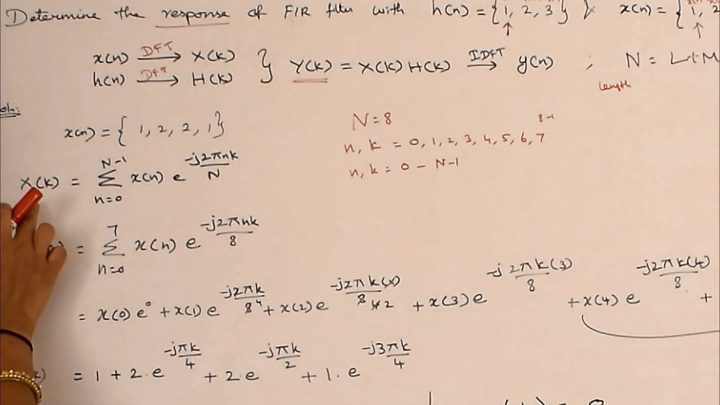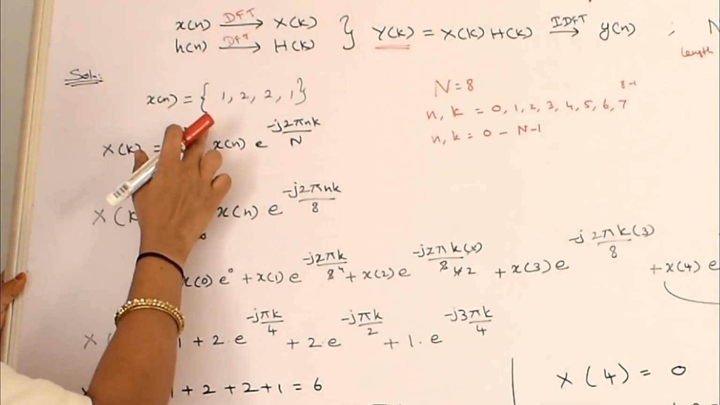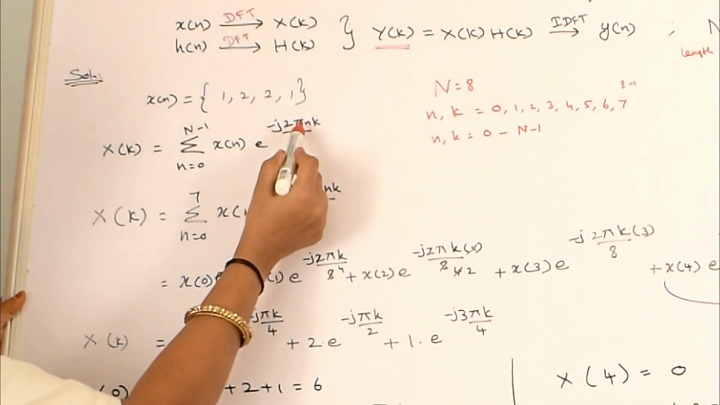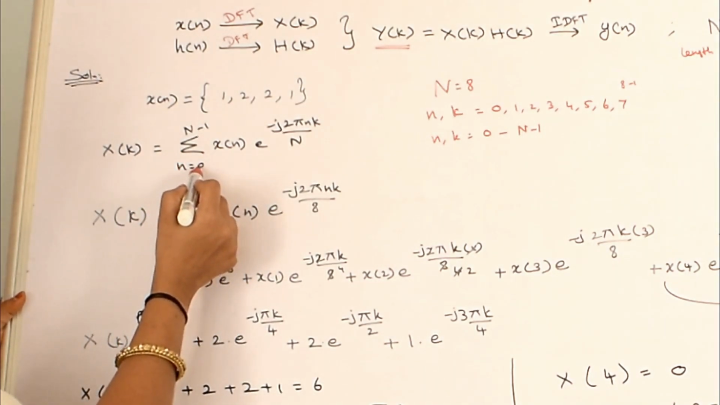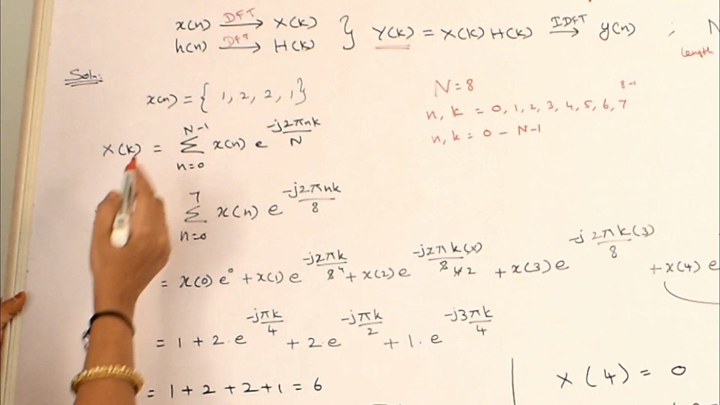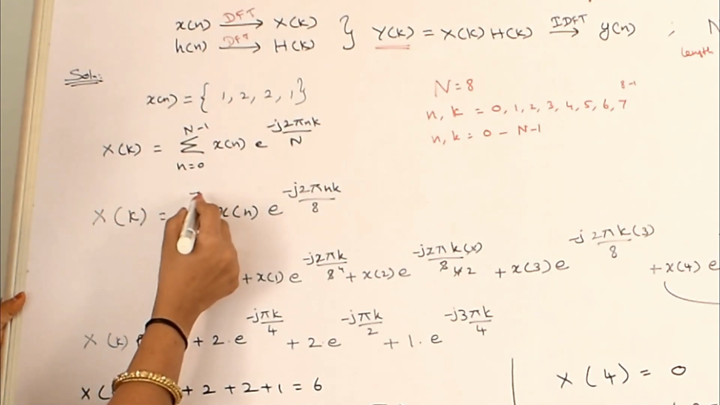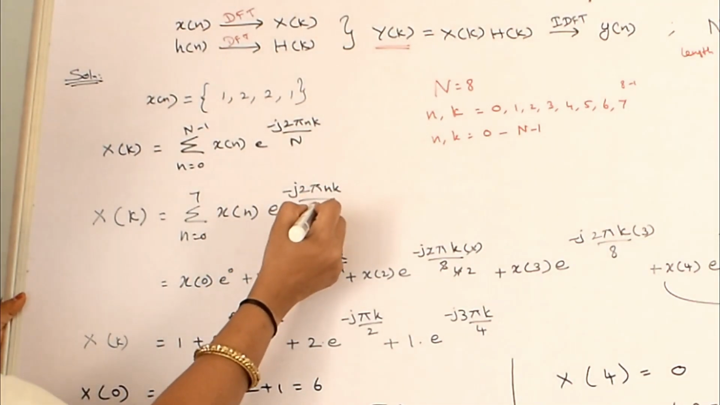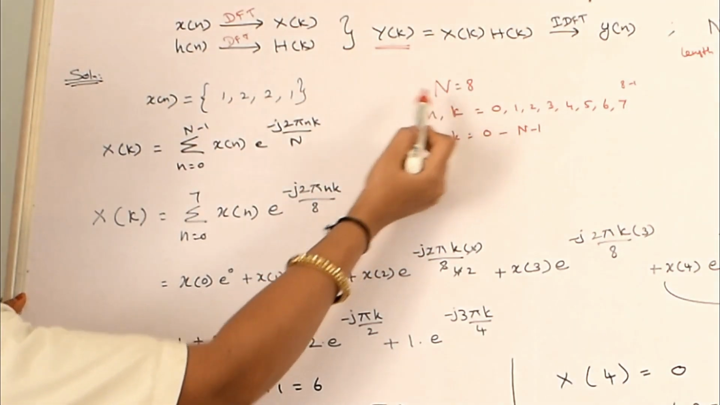Now your DFT formula is X of k is equal to summation n equal to 0 to N minus 1 x of n e power minus j 2 pi nk divided by N. Here your limit is 0 to N minus 1. X of k is equal to summation n equal to 0 to 7 x of n e power minus j 2 pi nk divided by 8. We are assuming N to be 8.